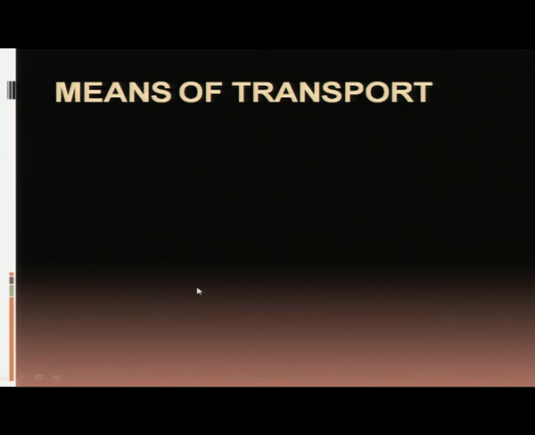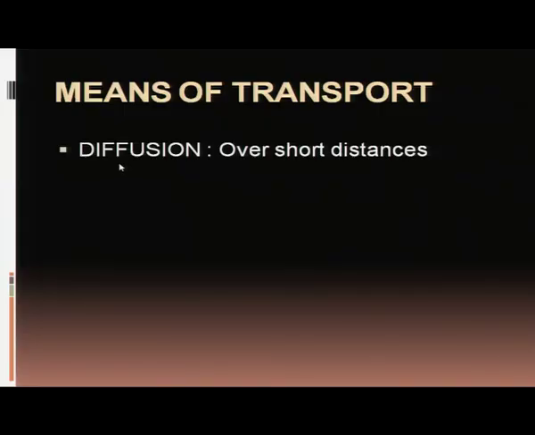What are the means of transport? That is, how are they transported? The first and foremost is diffusion. Diffusion is very common inside the plant bodies. It is the random movement of molecules from their high concentration to low concentration, and it is usually used to carry molecules over short distances, like gaseous exchange through stomata.